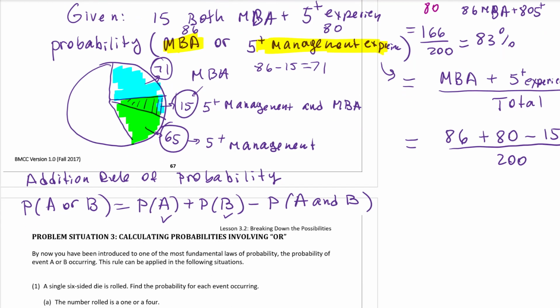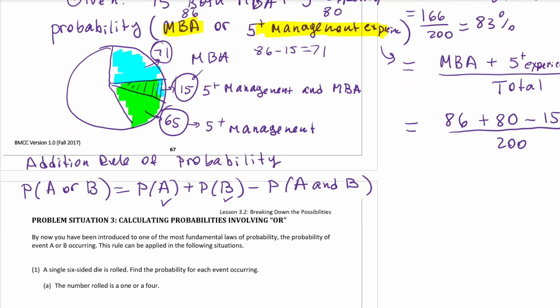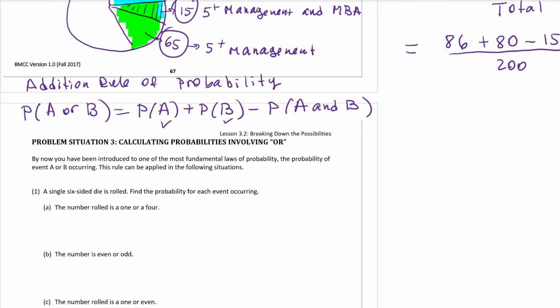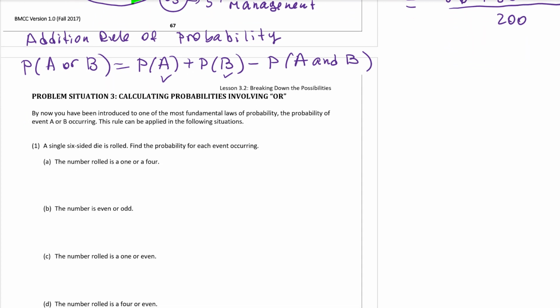Okay, so let's look at some probabilities involving this or that happening. Let's look at problem situation number 3. We were just introduced to the probability of an A or B event, and this rule can be applied to various situations. So let's look at some classical examples. One is a die that we have seen in the previous lesson. We'll look at a regular die.